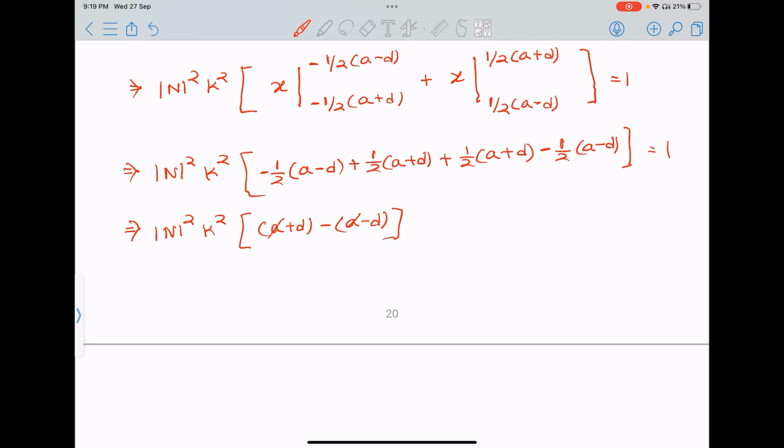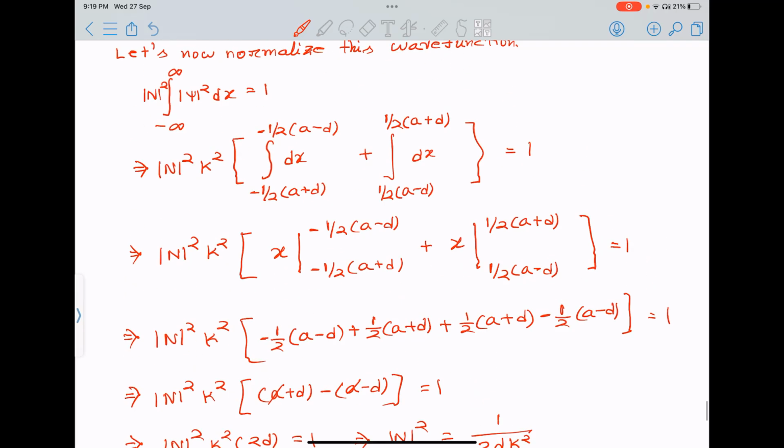So minus a minus plus a will be cut down. So I will get modulus of n square k square times 2d equals to 1. So this will give me modulus of n square equals to 1 upon 2d k square. Okay, so this is the first thing we need to find.